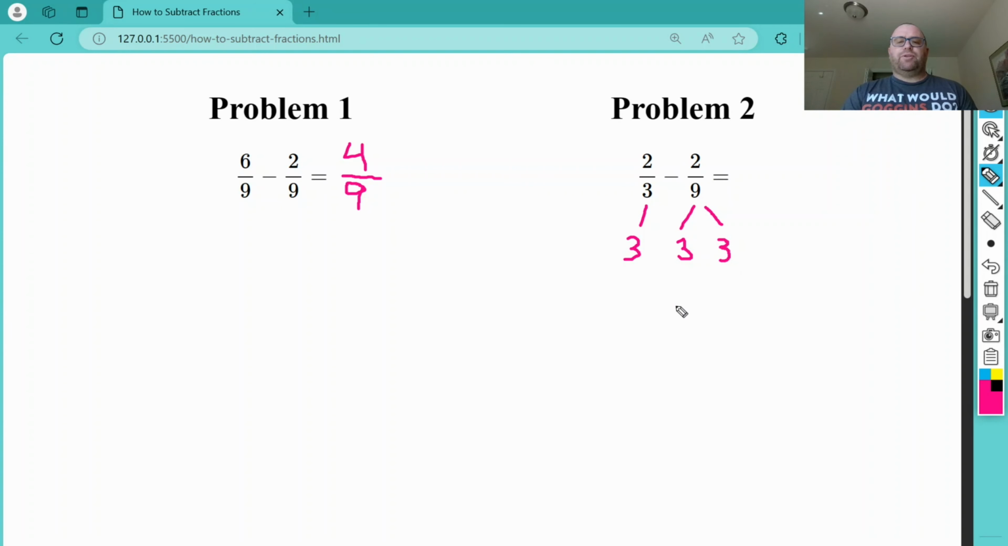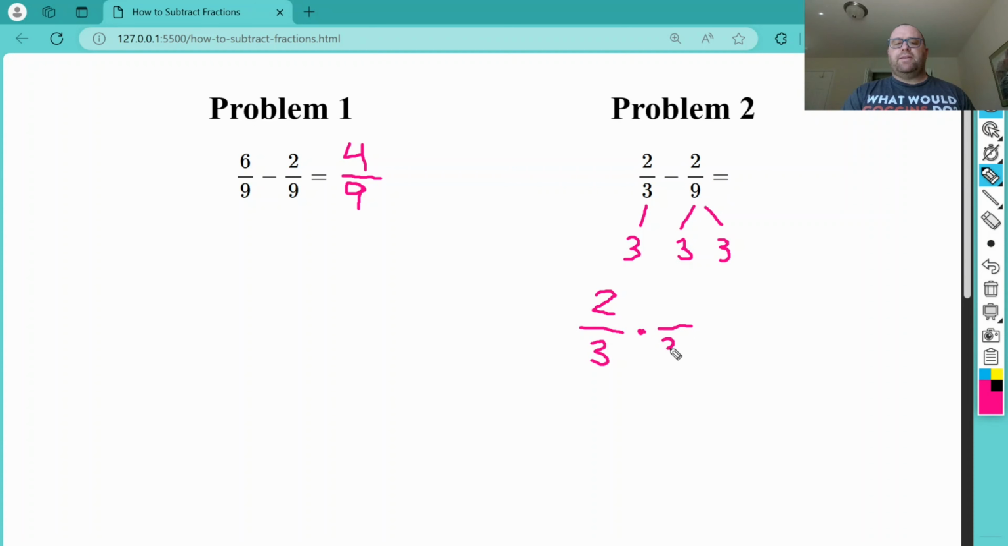Okay, so all we have to do here is change this 2/3 to something ninths. So let's pretend I didn't know it was 6/9. I would think to myself, well, what do I have to multiply 3 by? What do I have to multiply 3 by to get 9? Another way to figure that out would just be to divide 9 by 3. That would tell me I would have to multiply by 3.